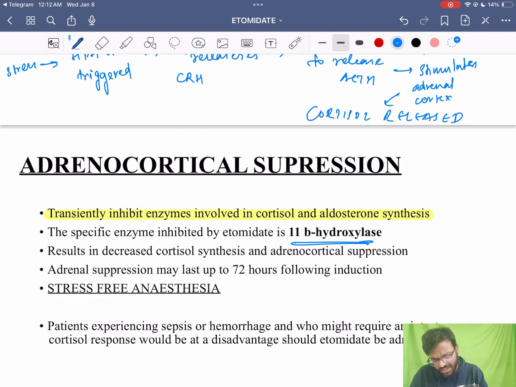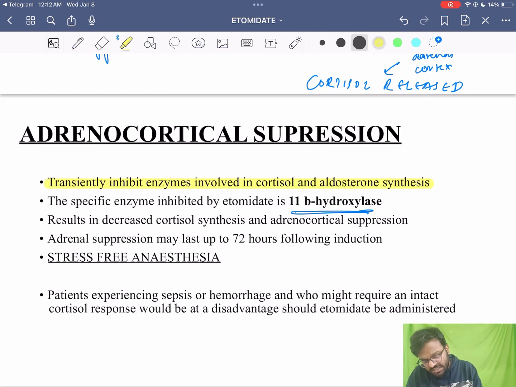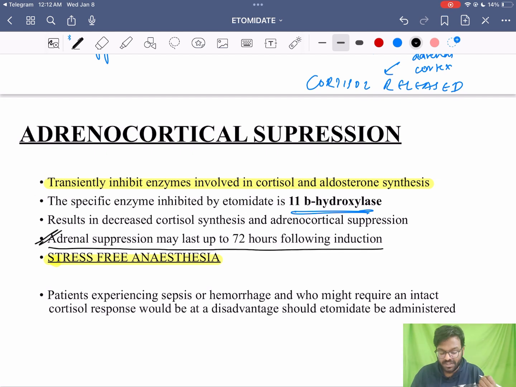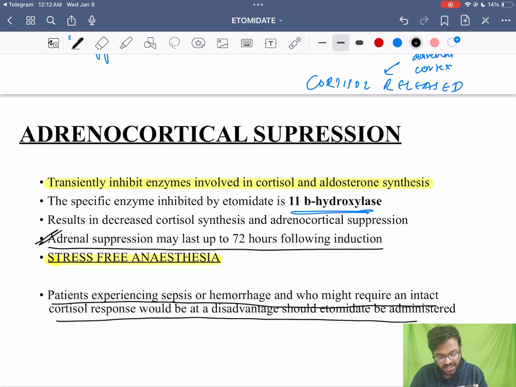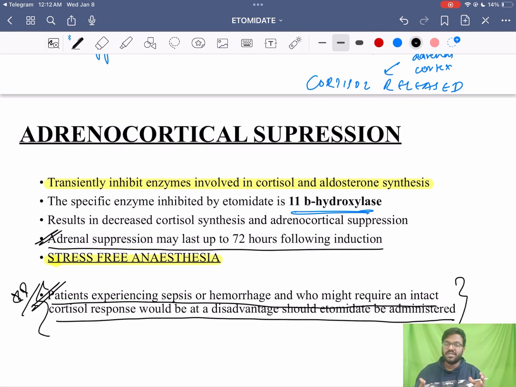However, it does give a stress-free anesthesia, definitely. And one thing is that adrenal suppression may last up to 72 hours following induction with etomidate. Last point, patients who are experiencing sepsis or hemorrhage and who might require an intact cortisol response would be at a disadvantage, and etomidate should be avoided. Yes, exactly. Wherever there is a stress response required by the body and you give etomidate and the stress response is gone, the body is going to deteriorate. So we have to use etomidate very carefully in such situations.